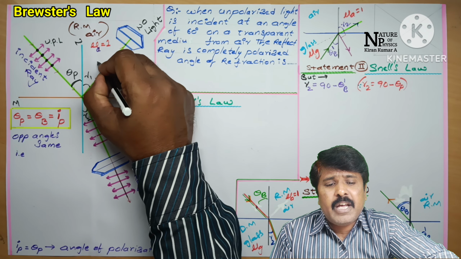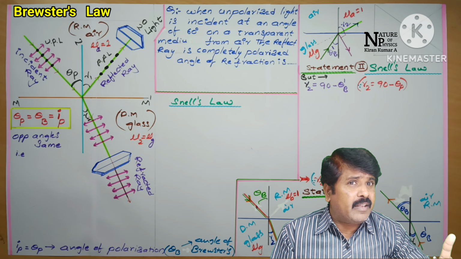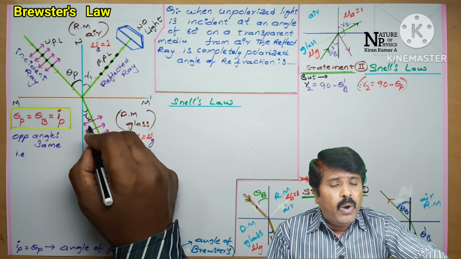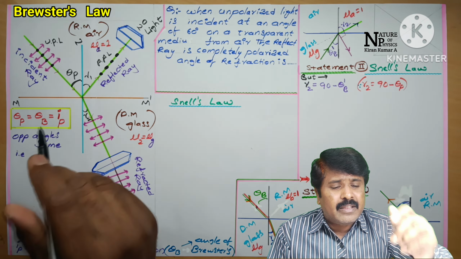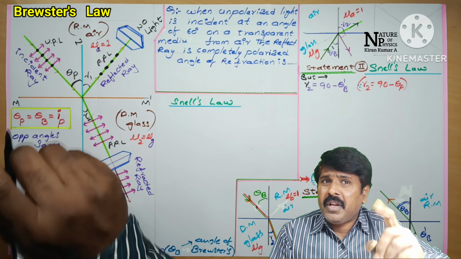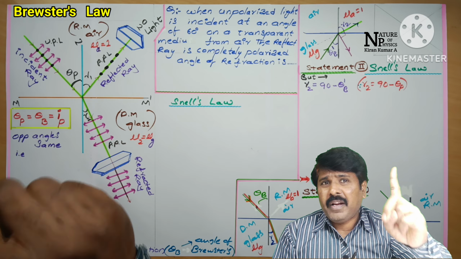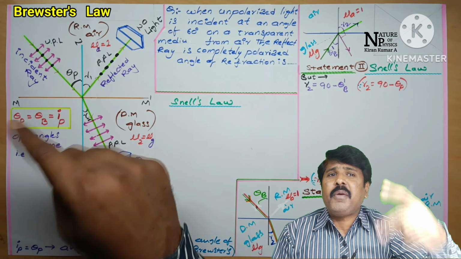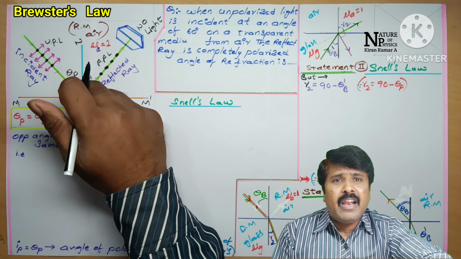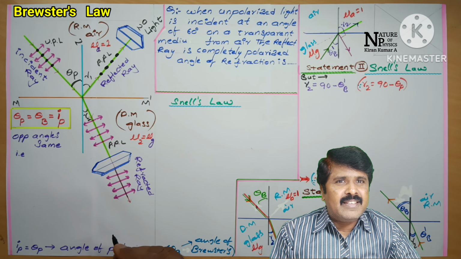That's why this is plane polarized light, because it has only dots, that is the reflected ray, and the refracted ray has only arrows, there are no dots. That's why this is also taken as plane polarized light. So notice that the incident ray has both dots and arrows, and the reflected ray has only dots, and the refracted ray has only arrows at the particular angle of incidence. That angle of incidence is called the angle of polarization.